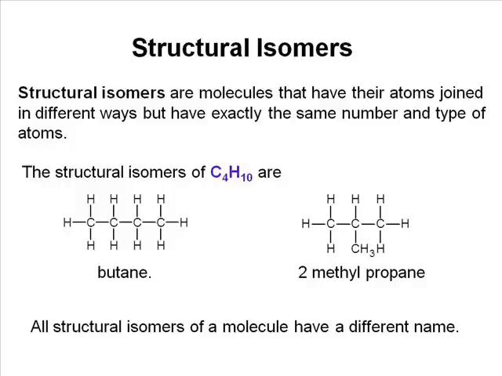Okay, next bit, structural isomers. Structural isomers, we've got 2 here, and when we look at them, we see we've got 4 carbons, we've got 10 hydrogens, but they're joined in different ways. So we've got exactly the same atoms, they're joined in different ways, structural isomers. One thing you notice about structural isomers, if they are true structural isomers, they will have exactly the same atoms, but they will end up with different names.